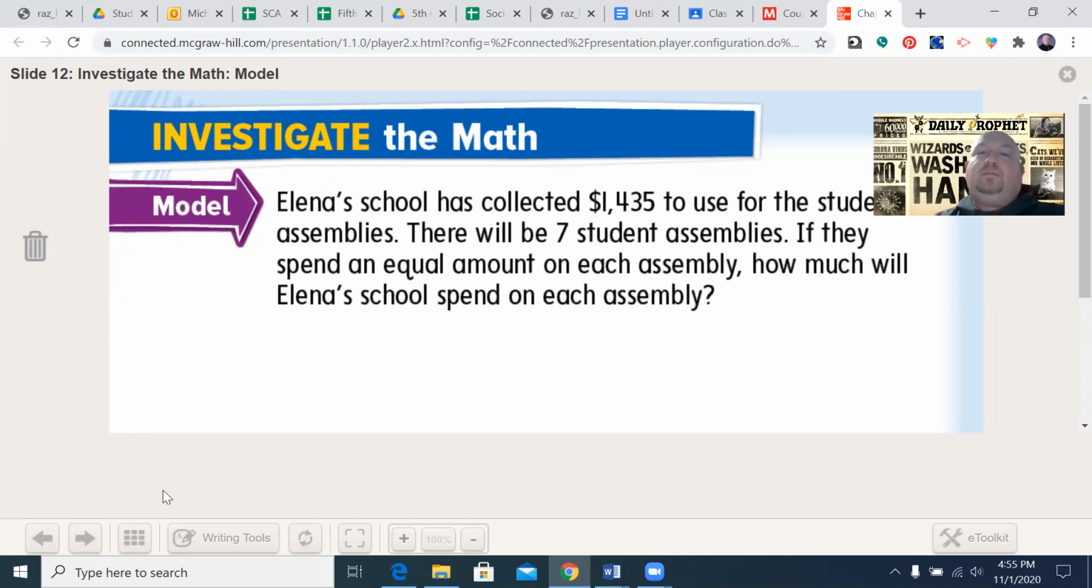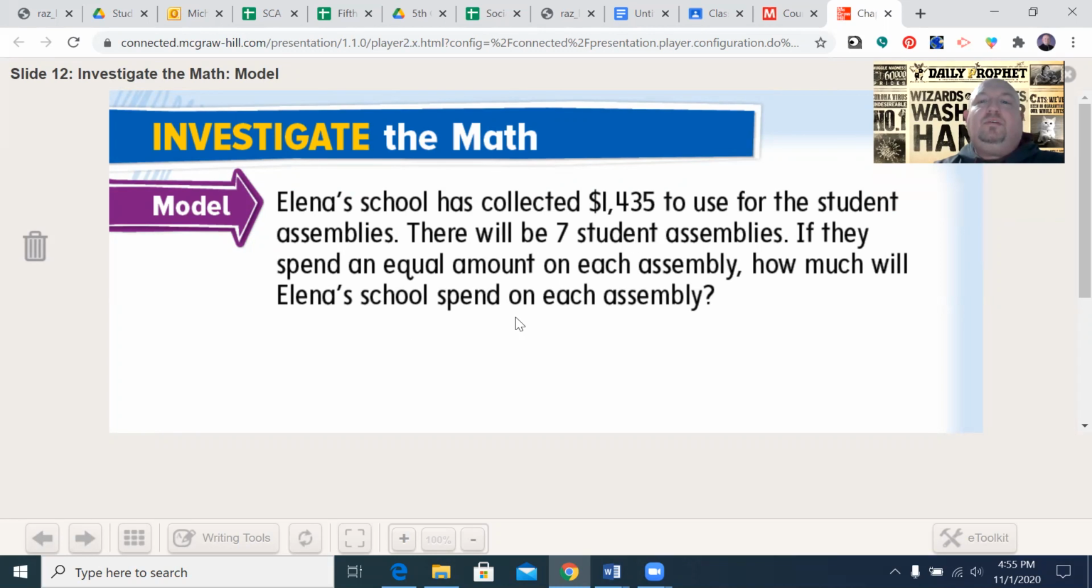Let's start with this sample problem. Elena's school has collected $1,435 to use for the student assemblies. There will be 7 student assemblies. If they spend an equal amount on each assembly, how much will Elena's school spend on each assembly?